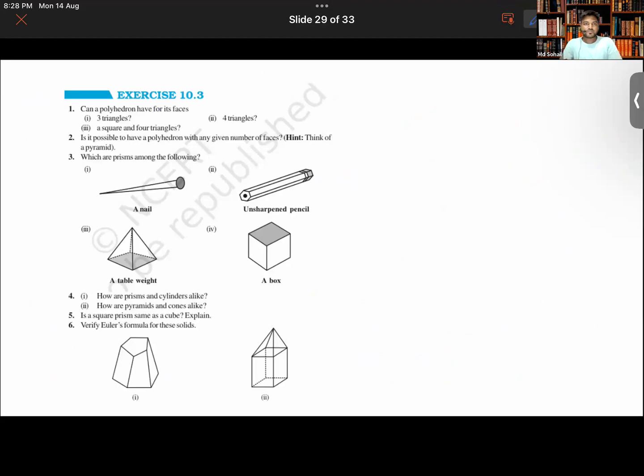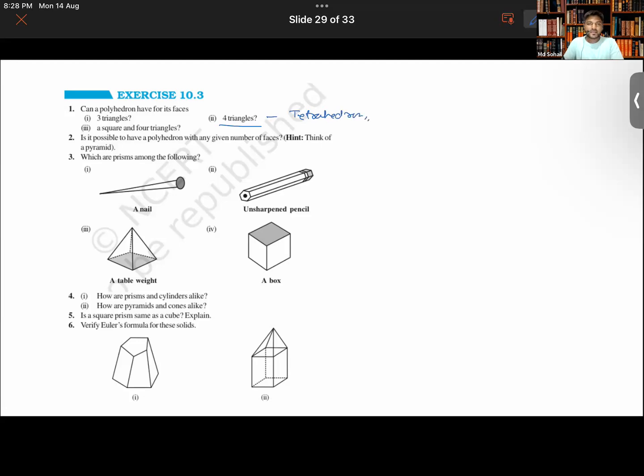3 triangles, right? So 4 3s are 12? No. You are talking about faces now. We are not talking about sides. It says, can a polyhedron have for its faces 3 triangles? No, such polyhedrons are not possible. Now, a polyhedron should have a minimum of 4 faces. Look at the question carefully. Now, talking about 4 triangles, that is possible. And the name of the polyhedron is tetrahedron.